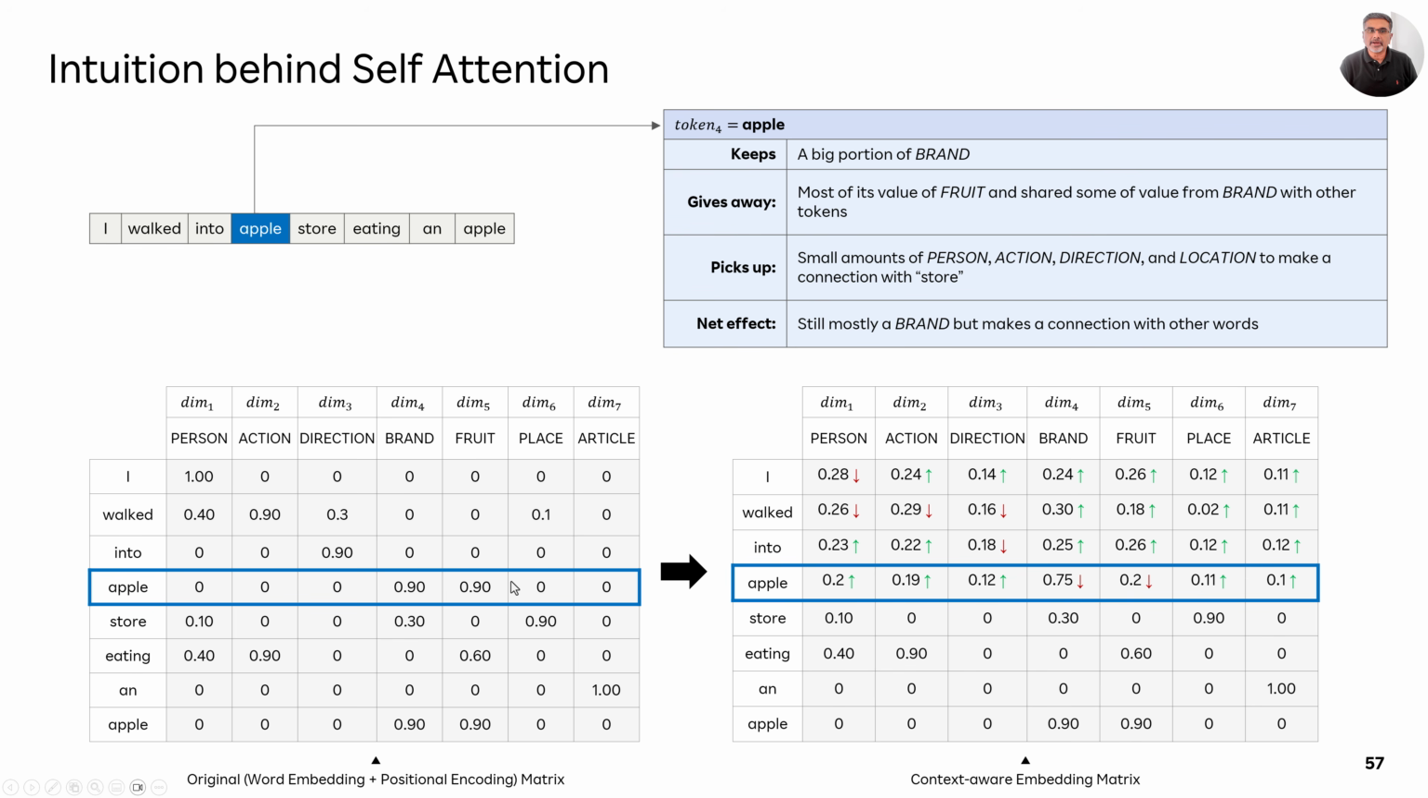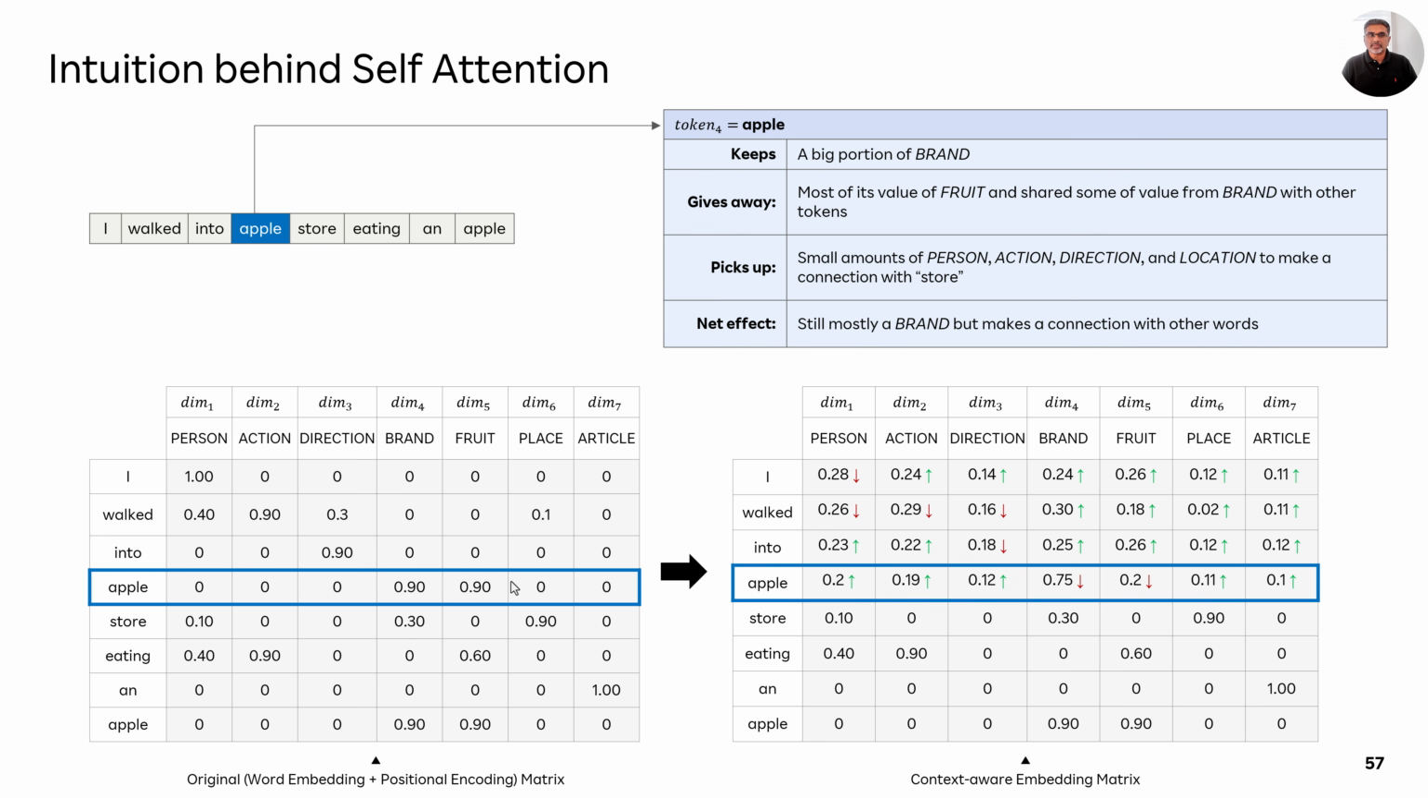The way you would like to modify this occurrence of the word Apple is, I want to keep a big portion of my brand because this is referencing a store, which is the store of a particular brand. So I want to keep a big portion of that. I want to give a big portion of fruit because in this context, this occurrence of the word apple is actually not referring to a fruit. So I'm going to give a big portion of that to the other words in this sequence, in this context, and all that. And I also want to pick up other things.